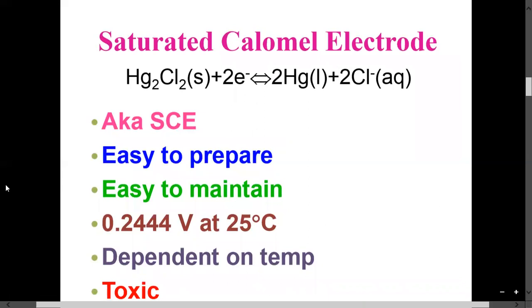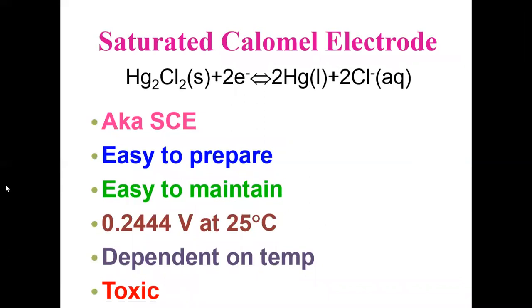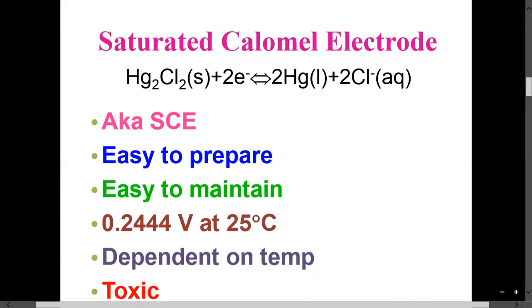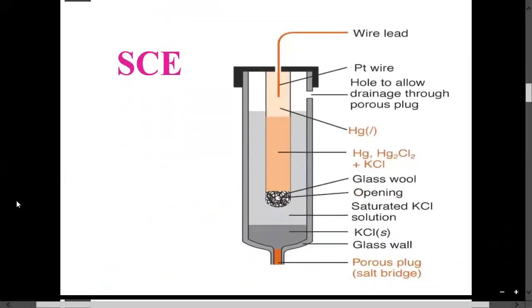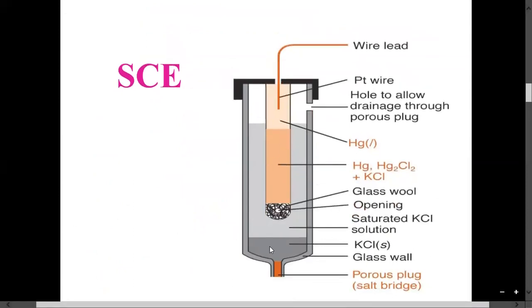Now, the saturated calomel electrode. Hg2Cl2 plus 2 electrons gives 2Hg plus 2Cl negative ions. This reaction is a reduction reaction. A reduction reaction always occurs at reference electrodes. Now, these are the properties of the saturated calomel electrode. Here is the schematic diagram of this electrode.